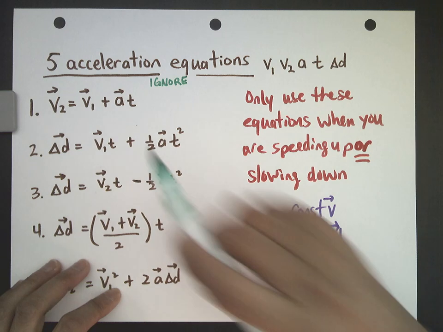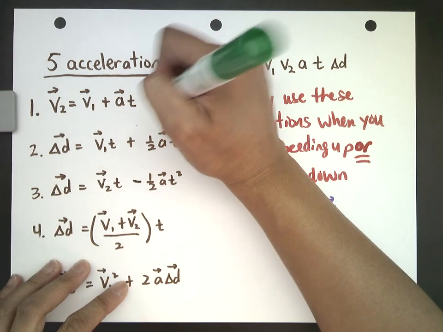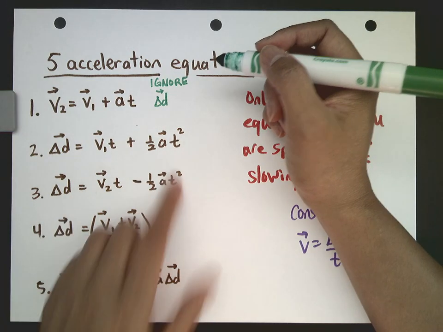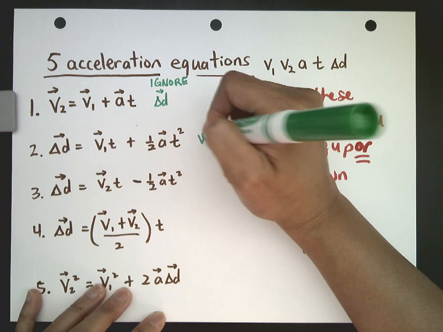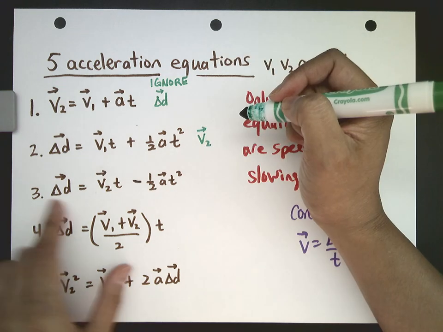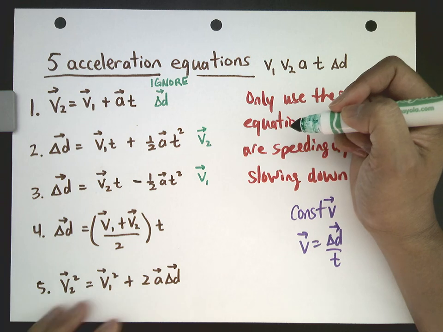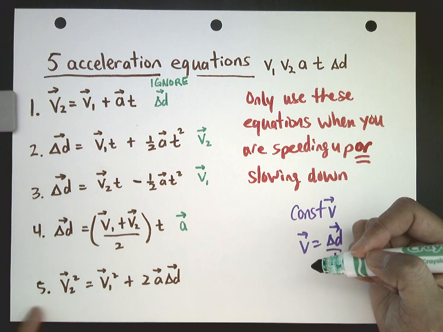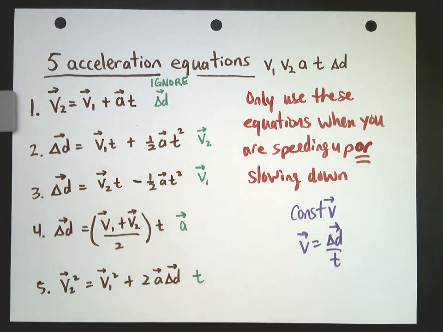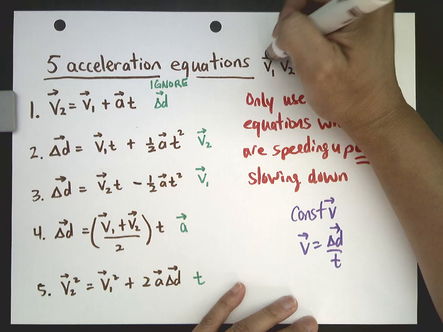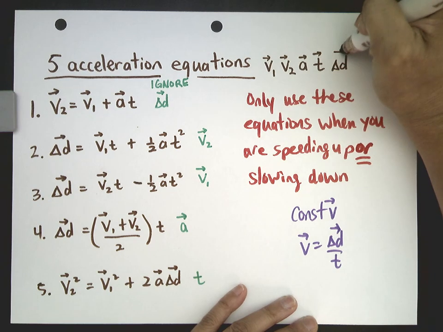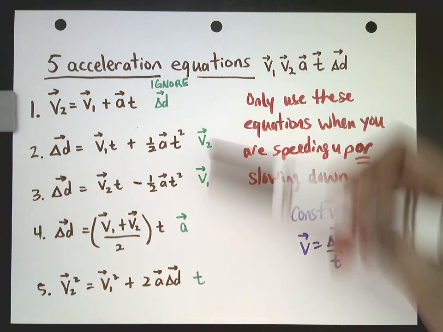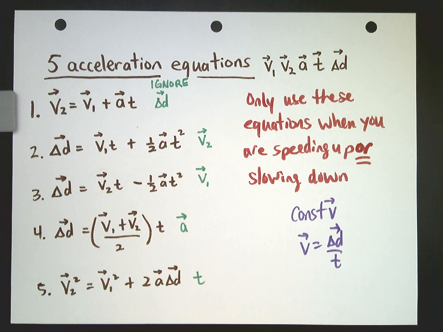So in this first equation, you will notice that displacement is ignored. Also, in the second equation, the final velocity is ignored. The third one, the initial velocity is ignored. The fourth equation, acceleration is ignored. And then the last equation, time is ignored. And so essentially, when you solve a question, you're going to pick the equation that completely ignores that variable.